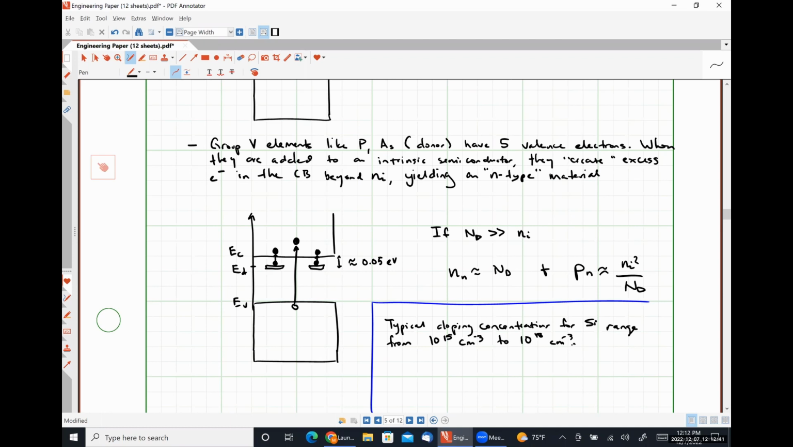So even if we put 10 to the 18 atoms per cubic centimeter, 1 out of every million silicon atoms has been replaced with an impurity. It still behaves like silicon for the most part, except for electrical. All right, so that is enough out of me for today.